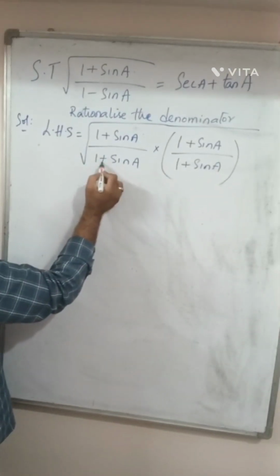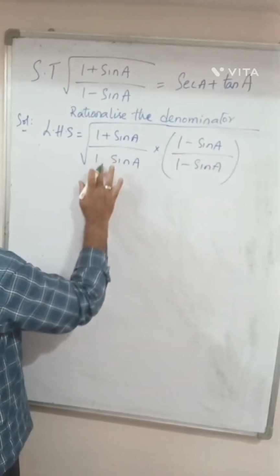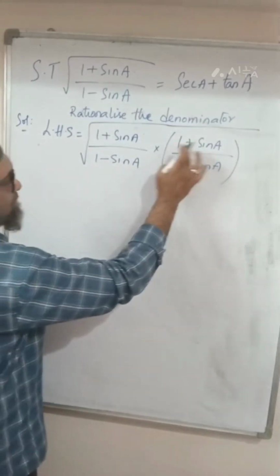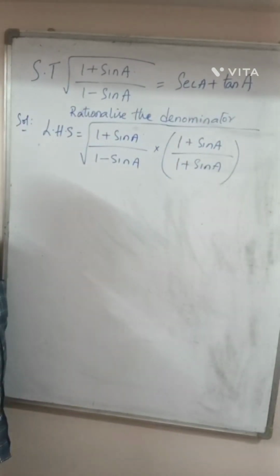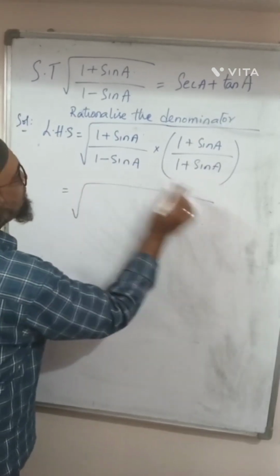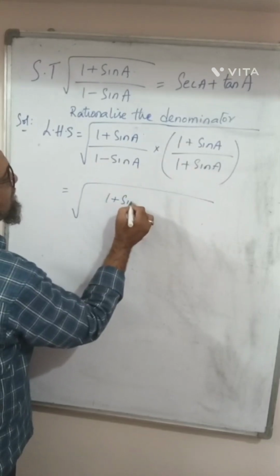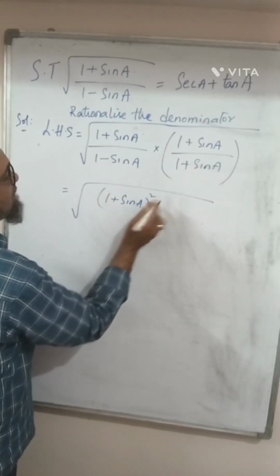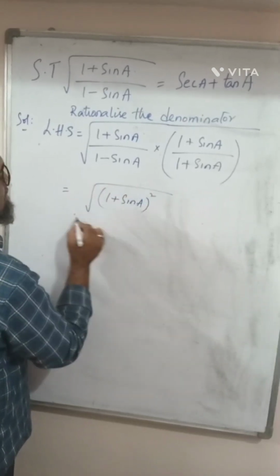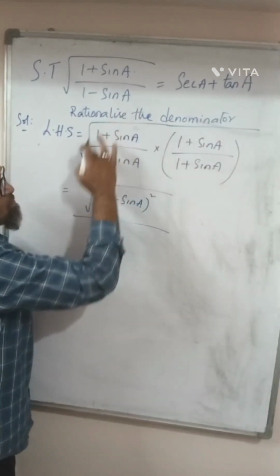If suppose this is plus, then we will take this as minus. But in this case, it is minus here. So 1 minus sin A will be 1 plus sin A, and 1 plus sin A. This is rationalizing. Now, second step, we will multiply 1 plus sin A into 1 plus sin A, which is 1 plus sin A whole square. And we can separate the square root. This is complete under 1 square root.